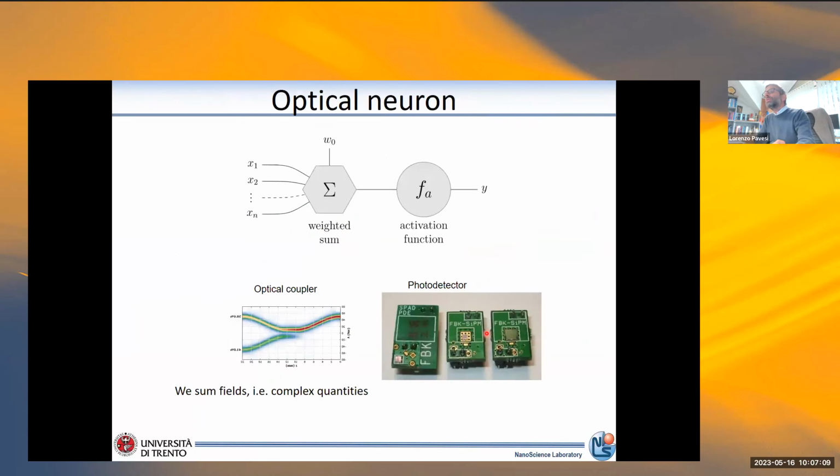And so now what we want to do is make an optical neuron, where we have input data, we have to perform a weighted sum, and then we have to non-linearly transform and output the result of this weighted sum to the next neurons.